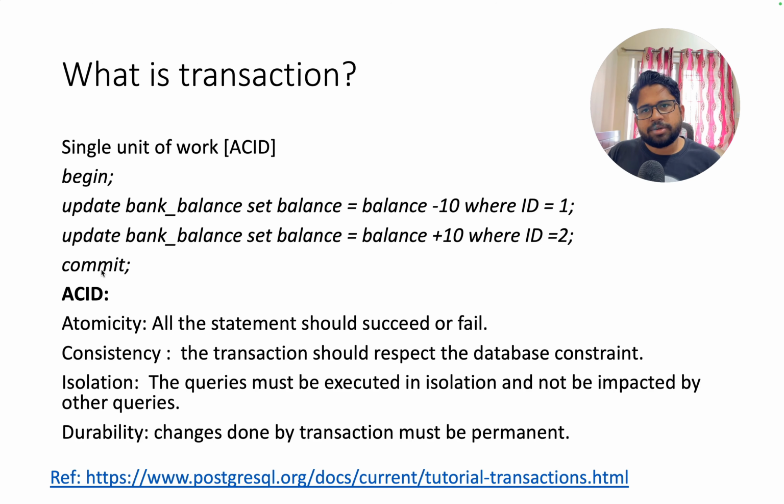Now, the moment we communicate to the database that this is a transaction which I wish to run, and these are the queries which are part of it, there are some guarantees which the database gives us. That guarantee is called ACID. What exactly is ACID? The meaning of ACID is atomicity, consistency, isolation, and durability. Atomicity means that either all the statements should get executed or none should get executed.